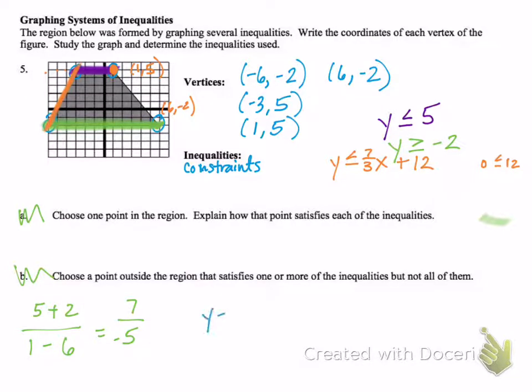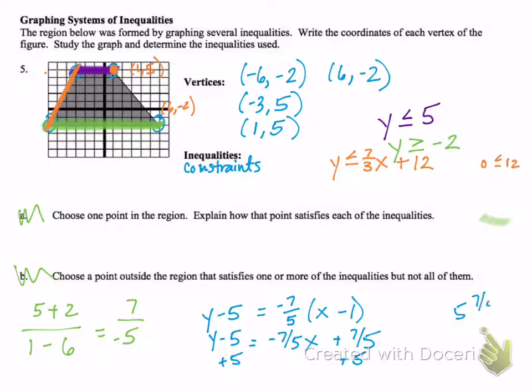Okay, so I'm going to do y minus 5. This is the point slope form, equals negative 7/5 x minus 1. Y minus 5 equals negative 7/5 x plus 7/5. This is where it gets a little tricky when I add 5 to each side. I do not want you to write 5 and 7/5. That's literally my pet peeve in the whole world. It's the worst thing I've ever seen.